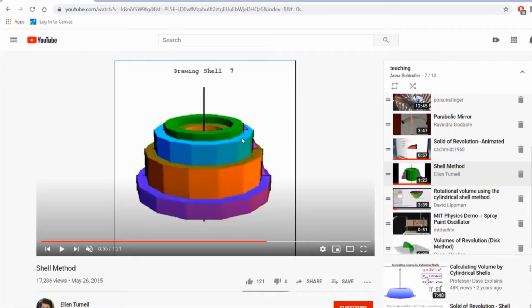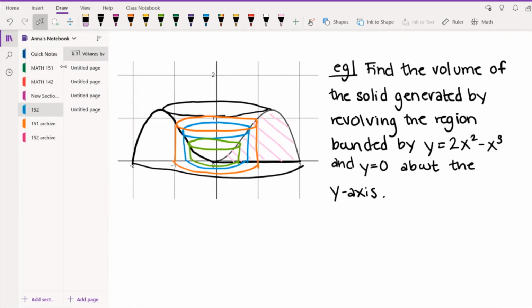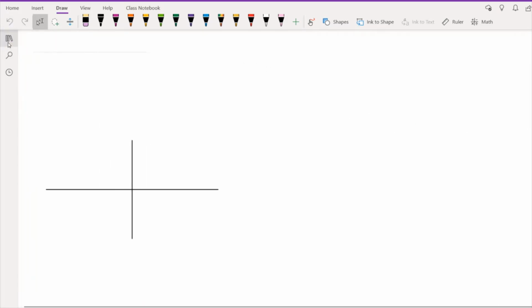We have these cylinders that each fit one within the other, and once you put them all together, you get something that's like a solid object. So we're going to use this idea to figure out a new way to use integrals to find the volume. I want to go over here and write down the general approach, and then we'll go back and do it with that specific example.